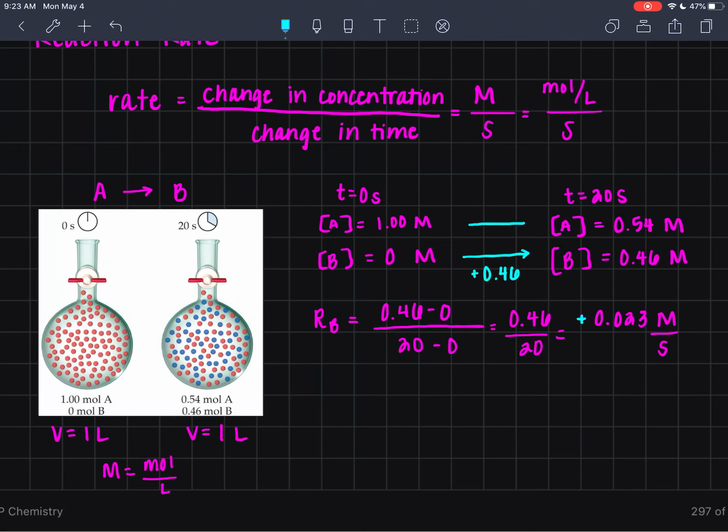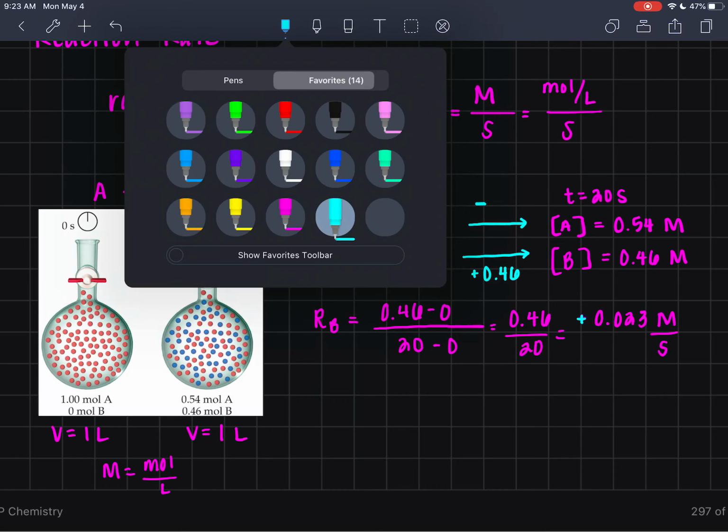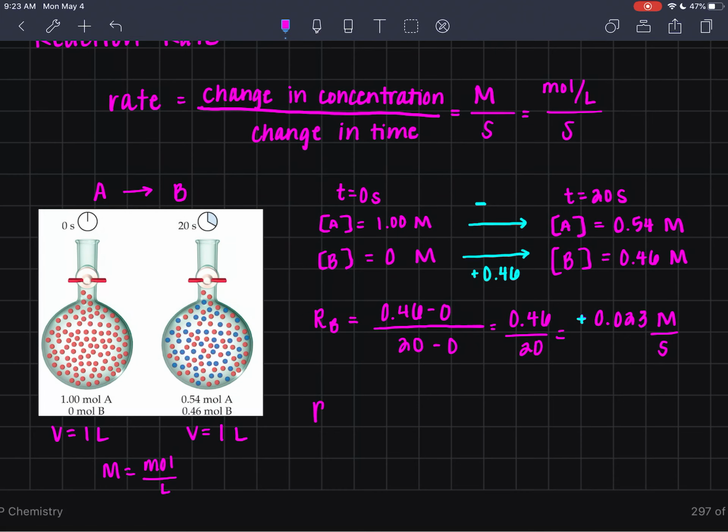Now for A, you might already be noticing that might not be the case because we're decreasing our concentration. So if I were to figure out my rate of A, I would do the same thing. My final concentration minus my initial concentration divided by my final time minus my initial time. And I'd end up getting negative 0.46 divided by 20. Now it's interesting, or I guess notable, that the number 0.46 is the same for A and B. The only difference is the sign.